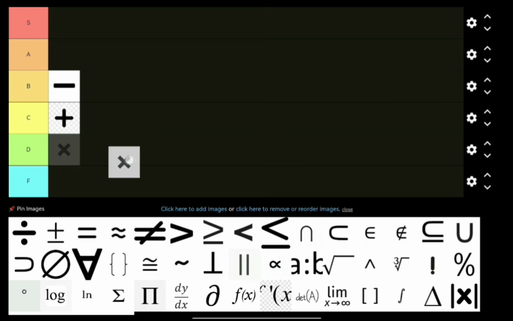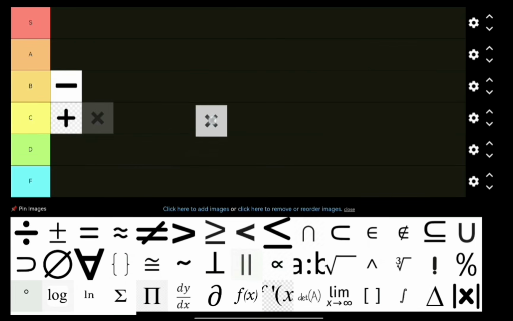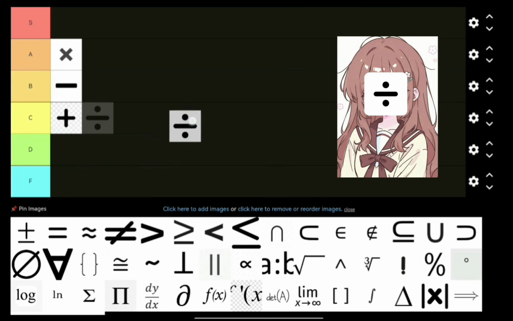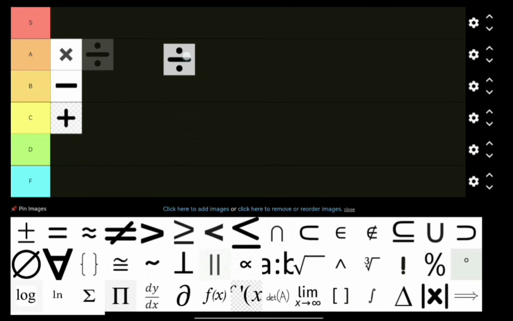Multiplication, she has aura, I'm not gonna lie, right? When she walks in the room, everyone looks, so I'll say A tier. How about that? Division, she's very cute, right? Look at those eyes on the top and bottom. So I'll say A tier, right?